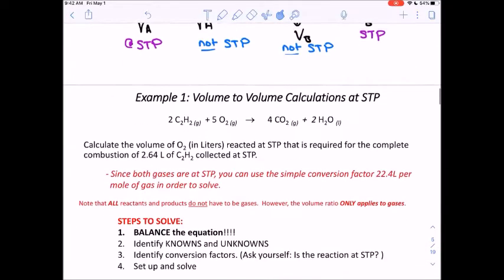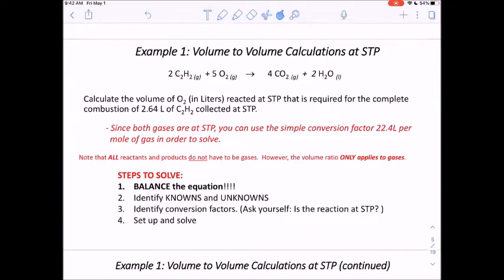So reading through the problem, these are the steps that you need to go through in order to be able to solve these problems accurately. So step number 1, always balance the equation. Identify what's known and what's unknown. So identify your A and your B. Identify all the conversion factors you need, and you write those right above the chart as well. If the reaction's at STP, it's nice and easy. You're using that conversion factor of 22.4 liters per mole. If it's not, we'll get to that. And then you just set up and solve like a regular dimensional analysis chain from that point forward.